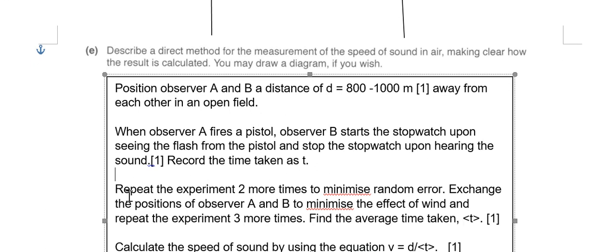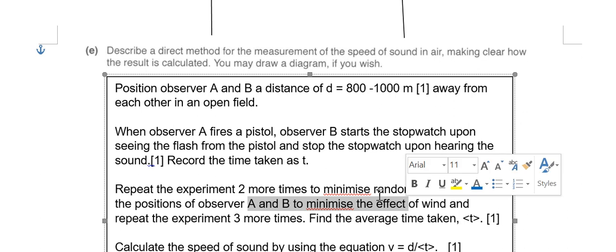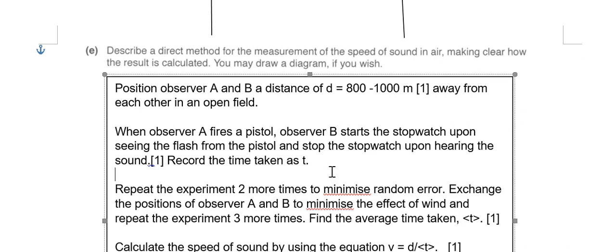Repeat the experiment twice to minimize random error. Then you exchange positions of observers A and B to minimize the effect of wind. Because if the wind is in the direction of the transmission of sound, the sound wave will actually travel faster. So when you swap their positions, you take that variable out of the measurement. So there you have it.